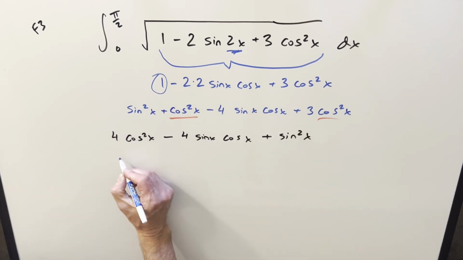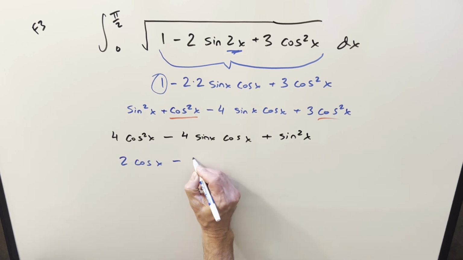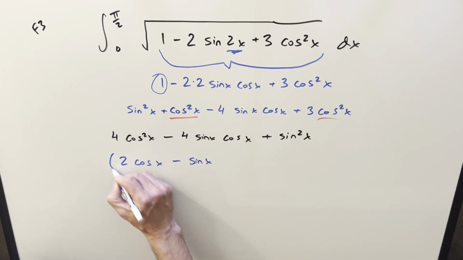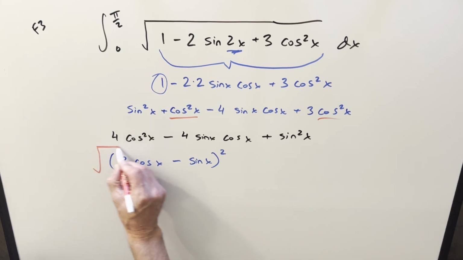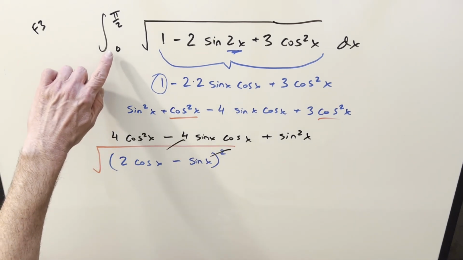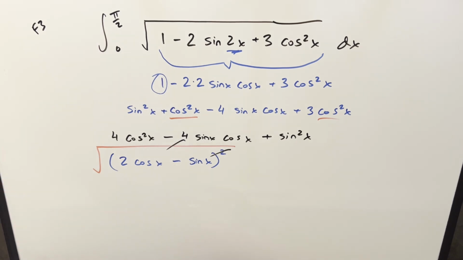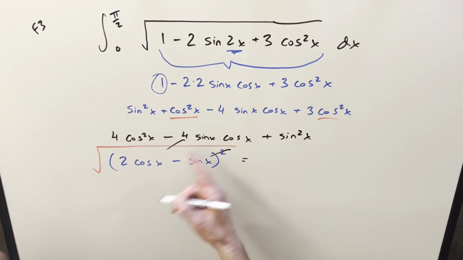But now I think we're all set, because this here is going to be the same thing as 2 cosine x minus sine x, all squared. Now before we put this back in the integral, let's keep in mind that this whole thing is under a square root. The tempting thing to do is just cancel it, and that works sometimes. But when we look back at our bounds, 0 to pi over 2, that's the first quadrant, and this is not always going to be positive, so we can't just cancel it like that.